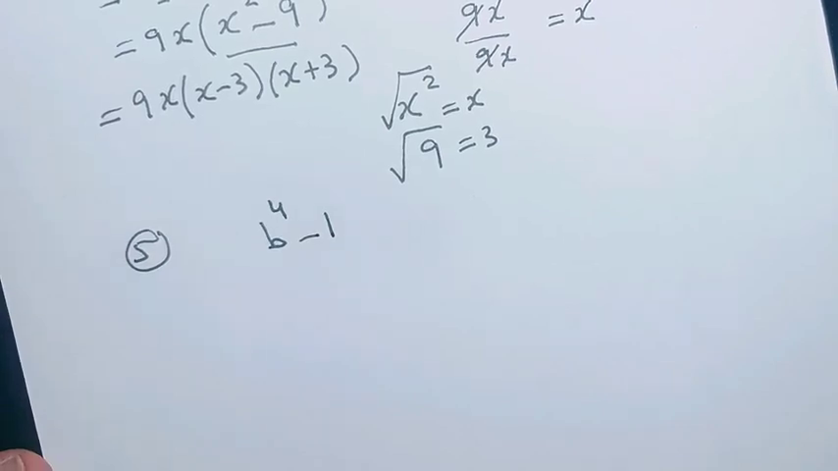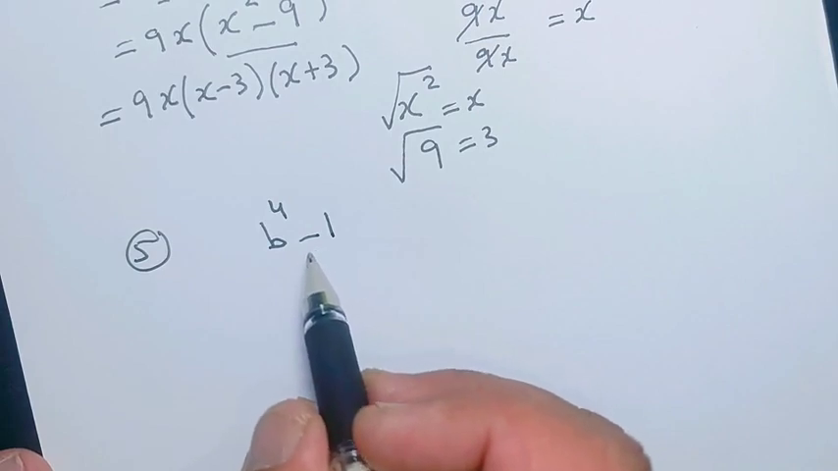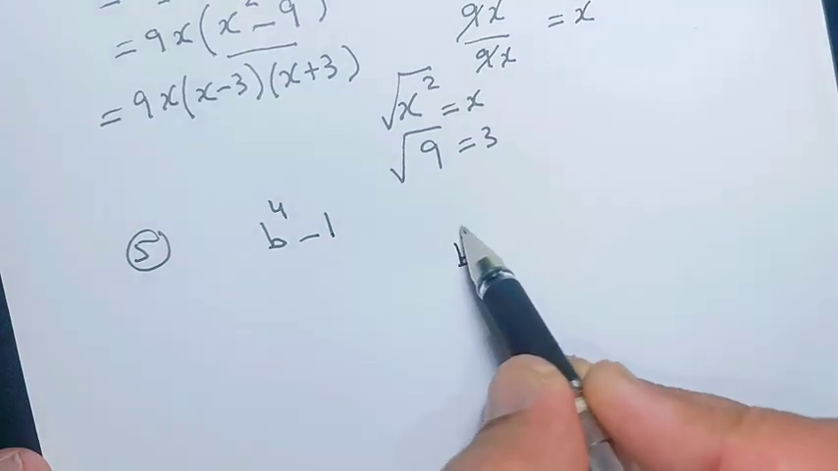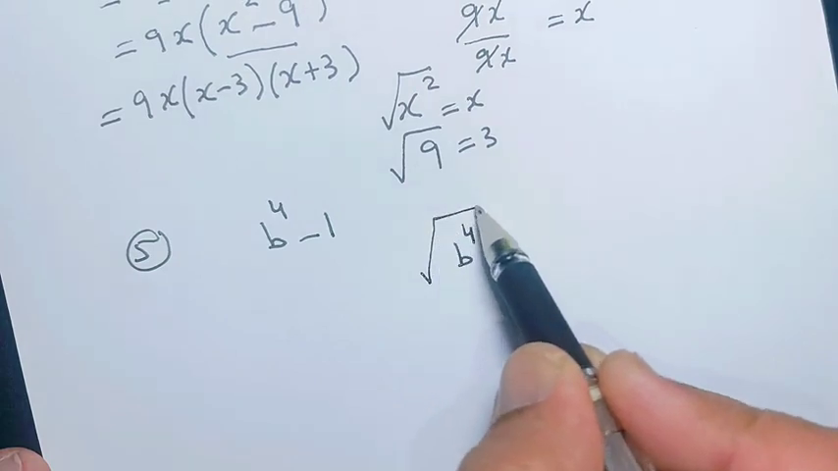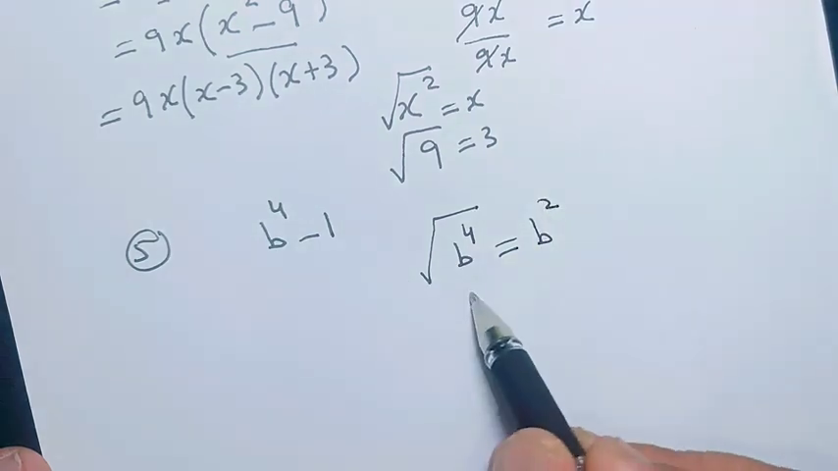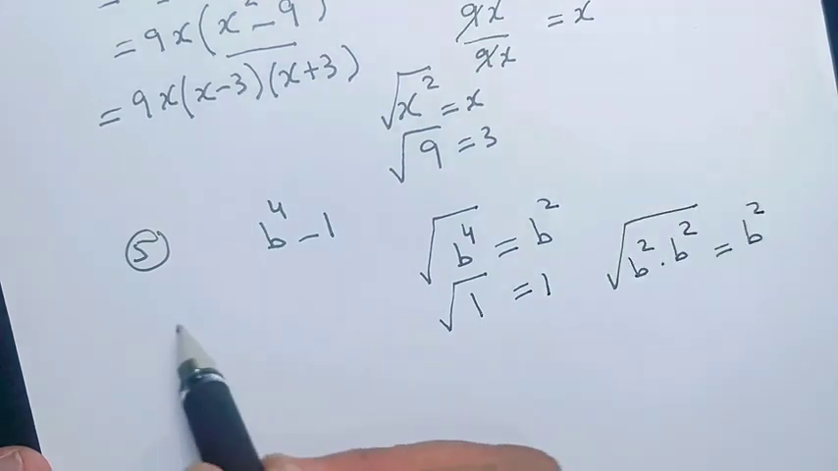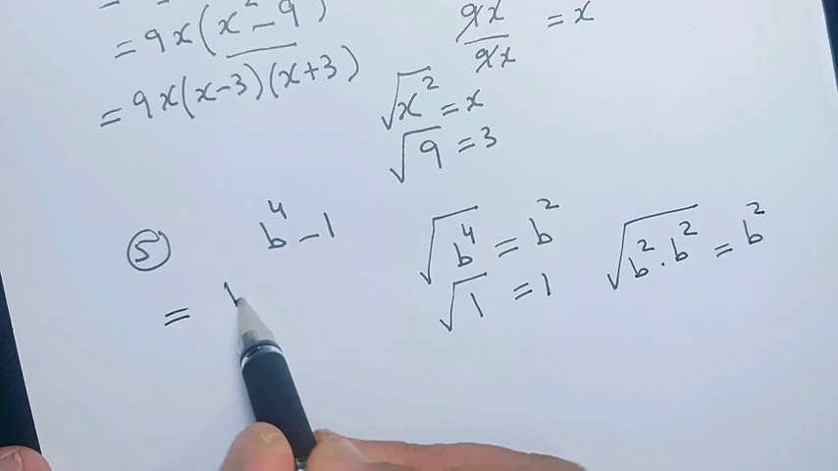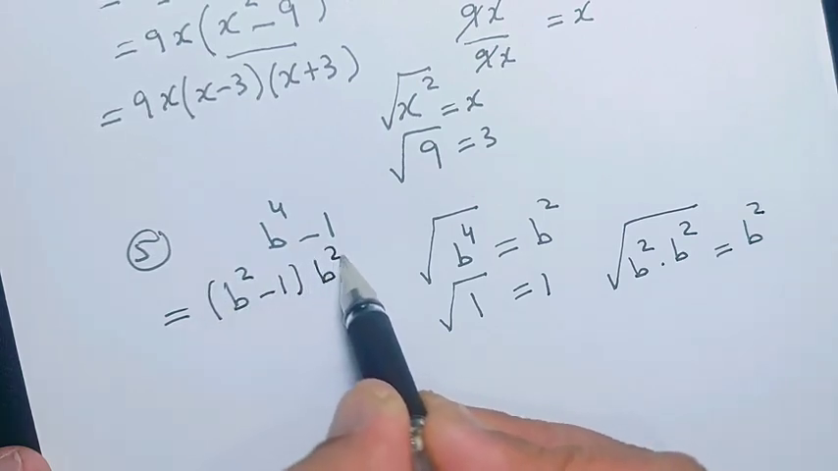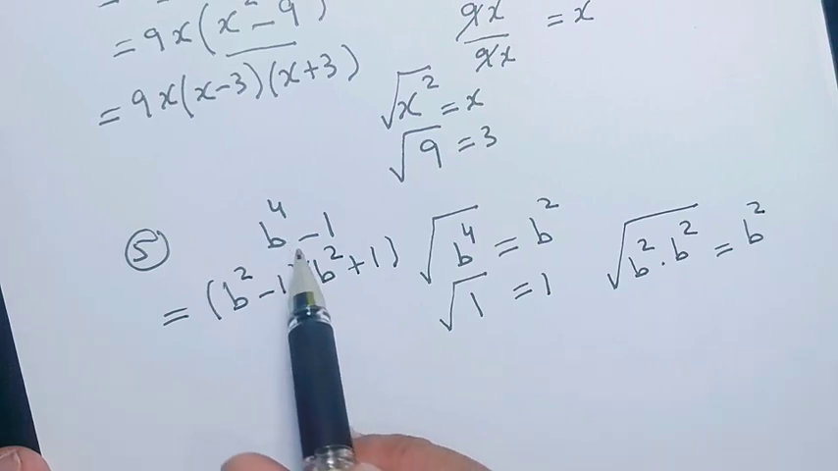So this is my final question now: b power 4 minus 1. Have a look here, this is a difference of squares. So b power 4, I apply the square root, and the answer is b power 2. And 1, I apply the square root, and the answer is 1. Now the answer is b power 2 minus 1, one time minus, second time add. These are the factors of b power 4 minus 1.